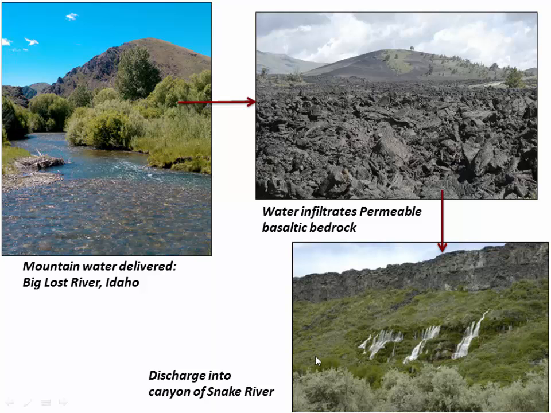And then down gradient, we see huge, massive springs, some of the largest springs in the United States, where this Snake River Plain aquifer intersects the canyon of the Snake River and puts that water back into the Snake River. So basically what's really happening is these rivers are temporarily flowing through the basalt aquifer and then being discharged back through springs into the Snake River.